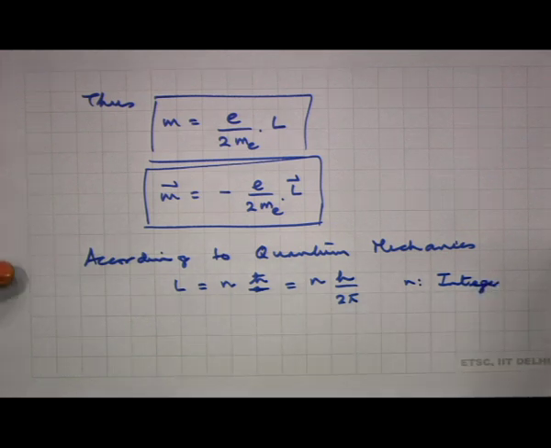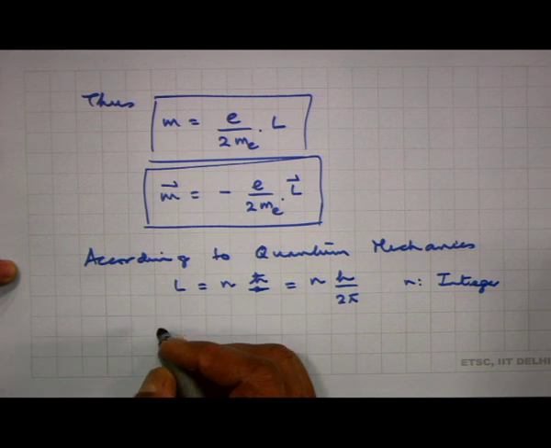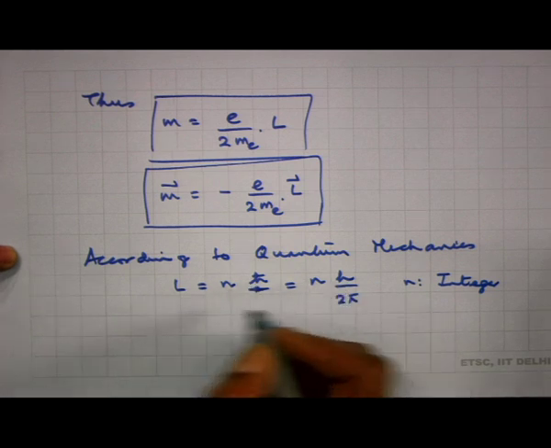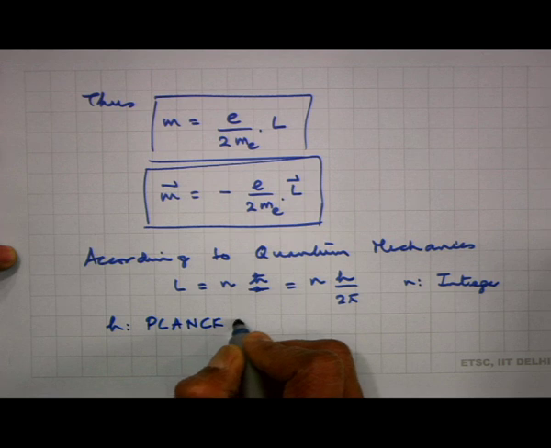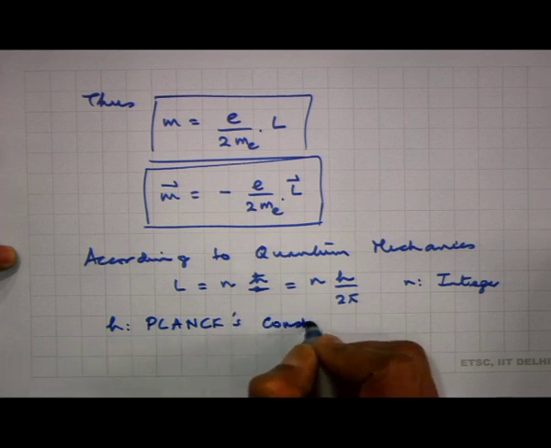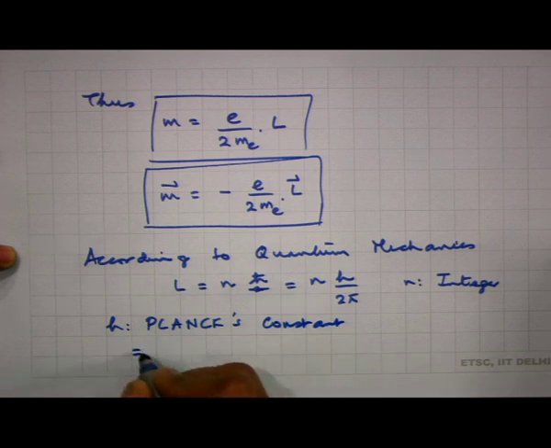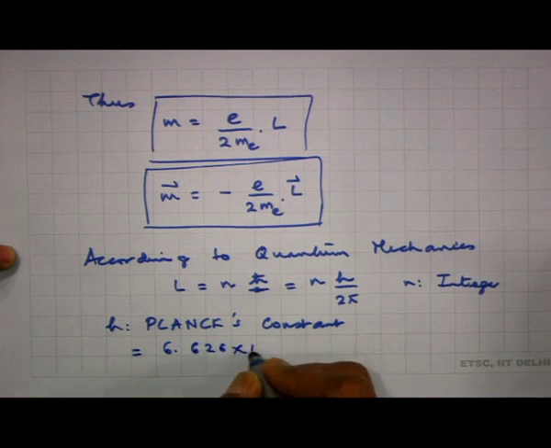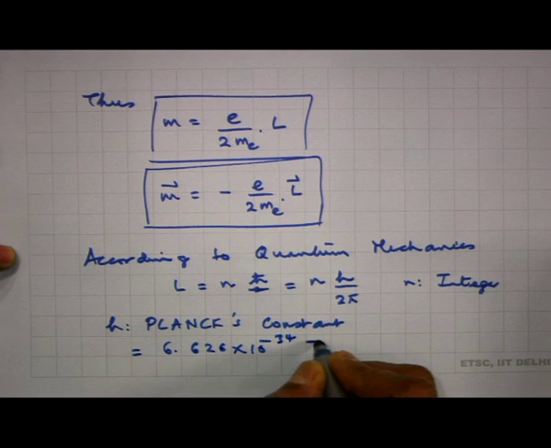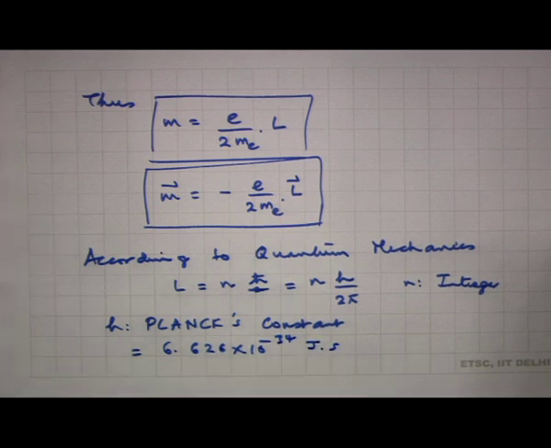That means the angular momentum can only be integral multiples of this h cross, which is h by 2 pi, h is the Planck's constant, which is approximately 6.626 times 10 to the minus 34 joule second. Now, this is a relationship from quantum mechanics, that the angular momentum of the electron can only be multiples of h cross, and that is n h cross.